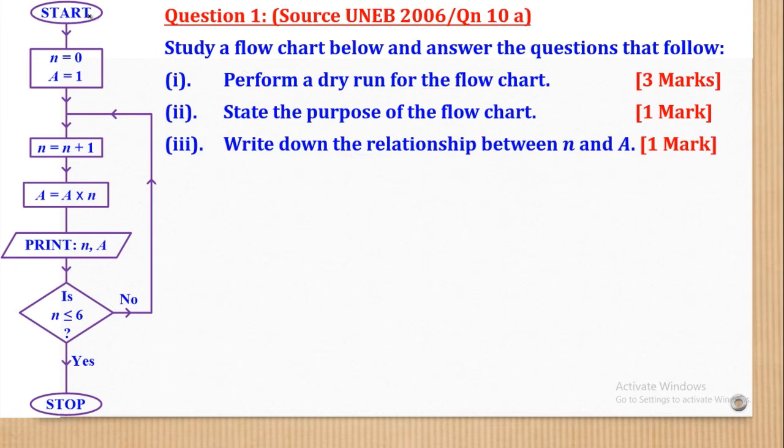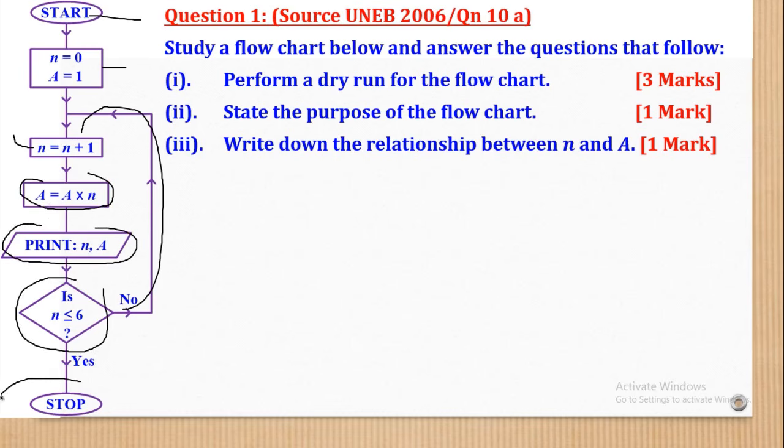So in this flowchart, this is the start statement, and these are the initial values. This is the loop. So this loop is what helps you to increment. Then this is what we call the assignment. This is the print statement. This is the decision, and this is the stop.